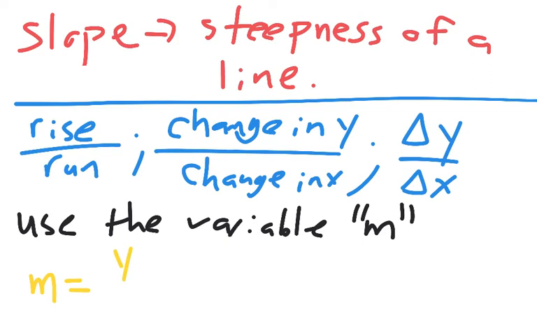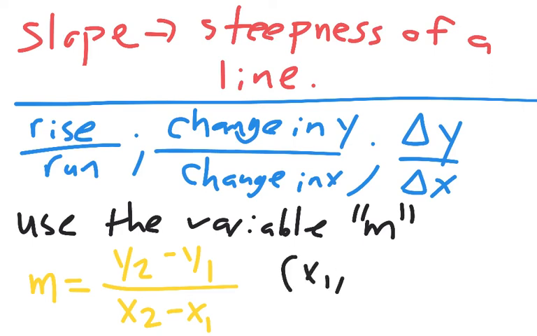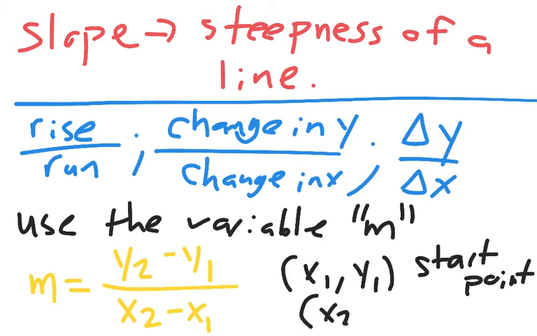M equals y2 minus y1 over x2 minus x1. When we do this, we want x1, y1 to be our starting point. And we want x2, y2 to be the end point.